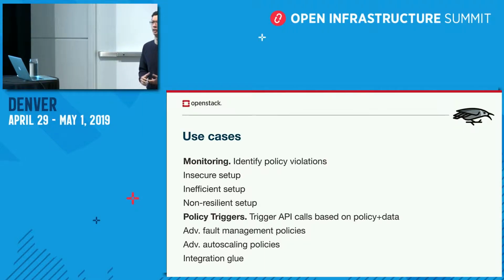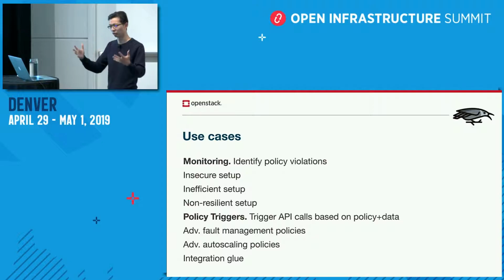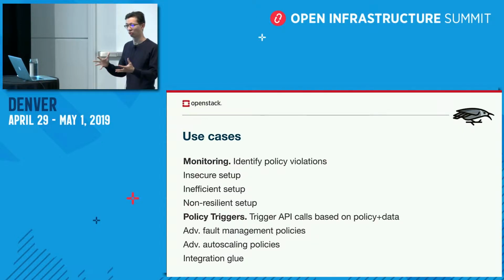Another way to think about it is that Congress can be a really generic integration glue between services. For example, if an operator wants events and state from one set of services to trigger actions on a second set of services, instead of having to build one-to-one integration between each of those services and running into the n-square problem, Congress can be used to collect data from the source services, evaluate the policy, and figure out what actions to trigger in the second set of services.